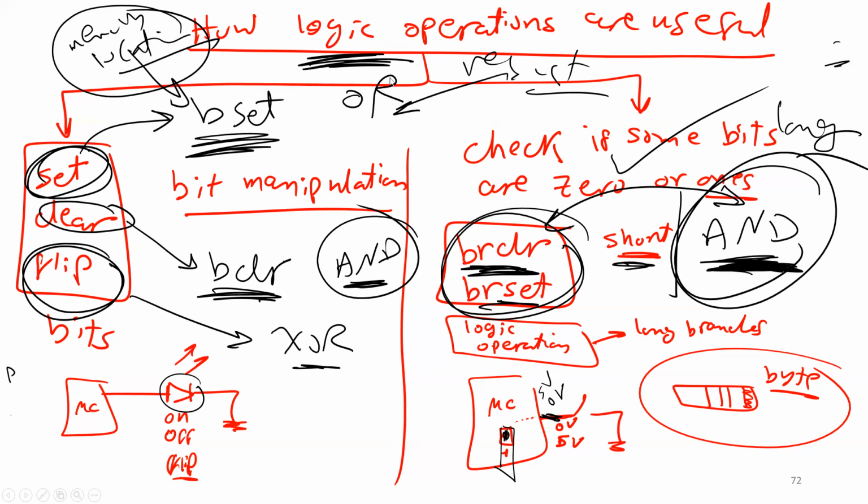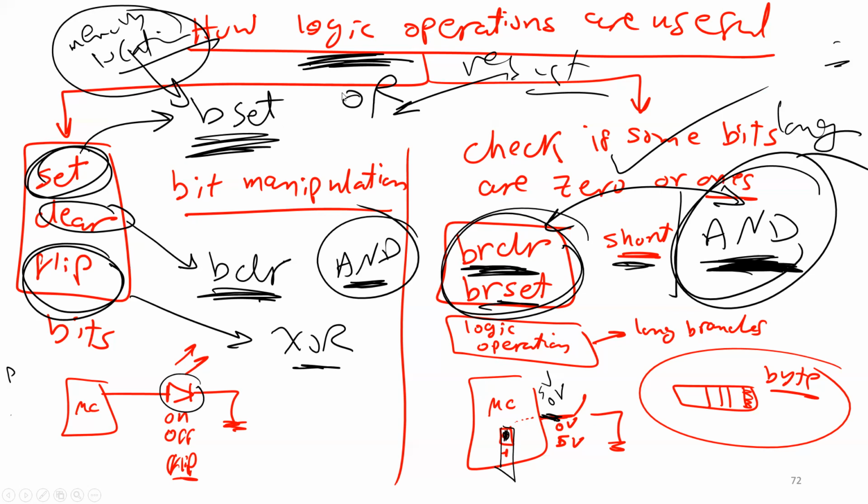This one can be used for both. Anyway, this may be the only difference. Now I'm going to give you more details. What I'm going to explain right now is how I can check some bits using AND and also using branch if clear, branch if set.